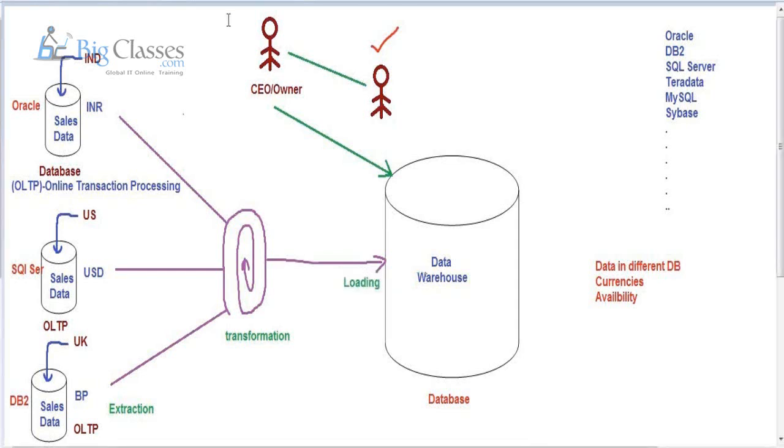Now, if you observe the first character of each process that we are going to perform, it is nothing but extraction E, transformation T, and then loading L.